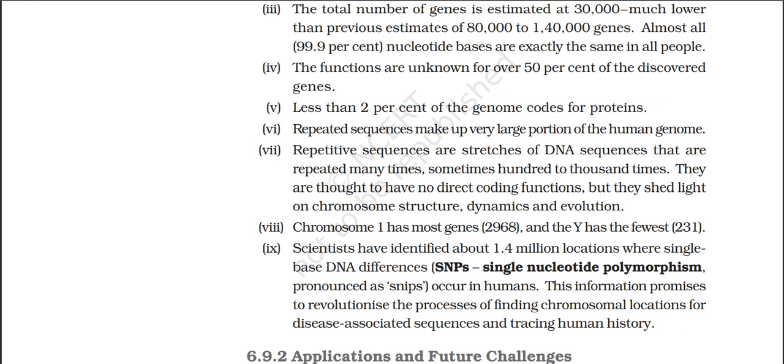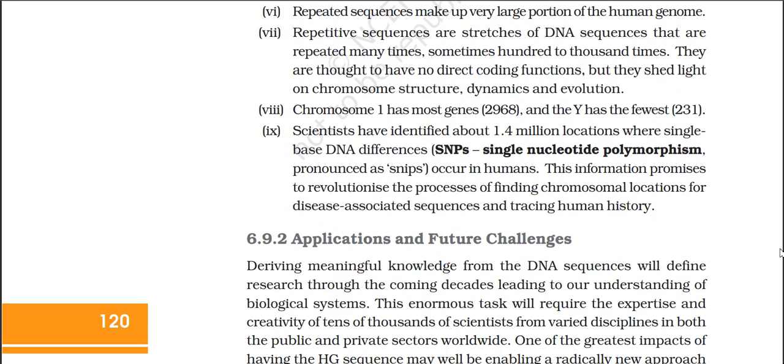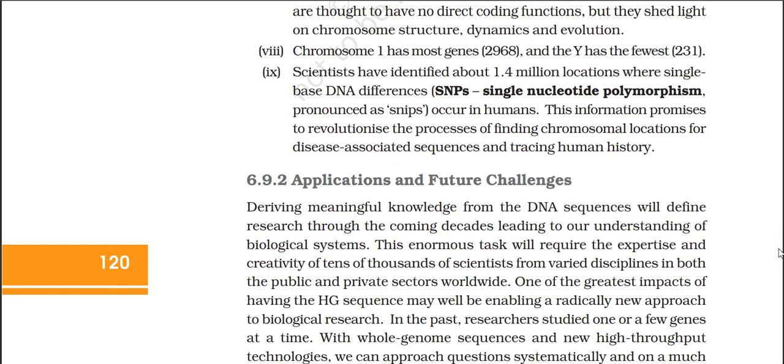8. Chromosome 1 has the most genes, 2968, and the Y has the fewest, 231. 9. Scientists have identified about 1.4 million locations where single-base DNA differences, SNPs (single nucleotide polymorphisms, pronounced "snips"), occur in humans. This information promises to revolutionize the processes of finding chromosomal locations for disease-associated sequences and tracing human history.